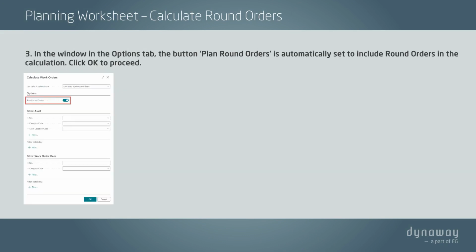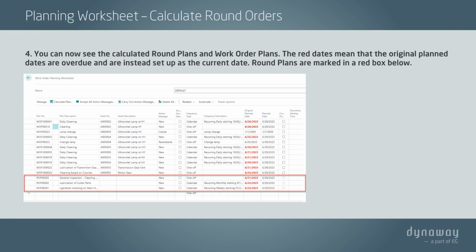In the window in the Options tab, the button Plan Round Orders is automatically set to include round orders in the calculation. Click OK to proceed. You can now see the calculated round plans and work order plans. The red dates mean that the original plan dates are overdue and are instead set up as the current date. Round plans are marked in a red box below.